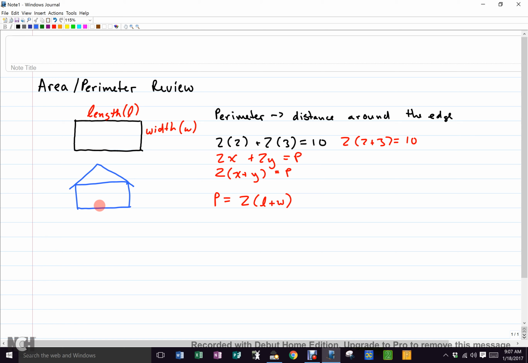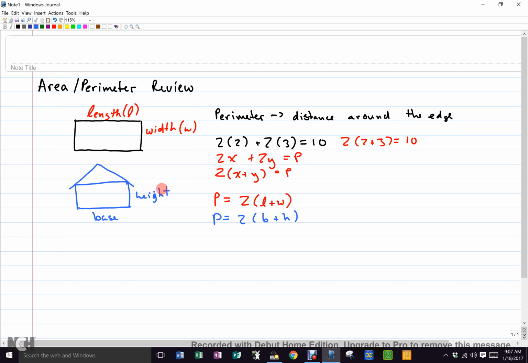But height is the same thing, isn't it? So what's another one I could use for perimeter? Isn't it also 2 times b plus h, for base and height? Is everybody okay with that? This shouldn't be new to you. Everyone's good with perimeter, right?